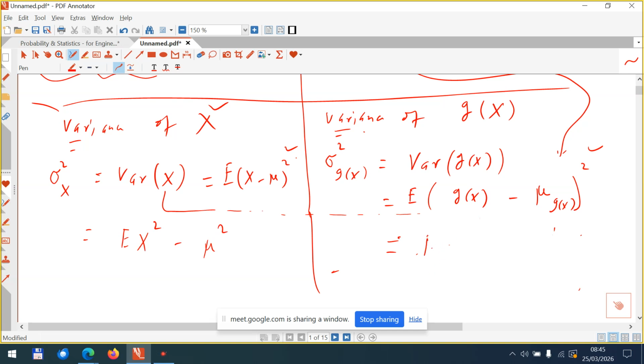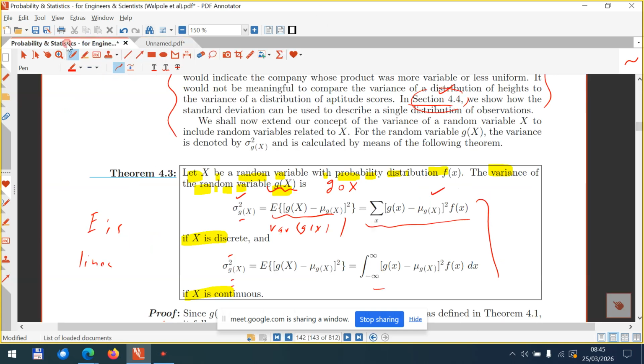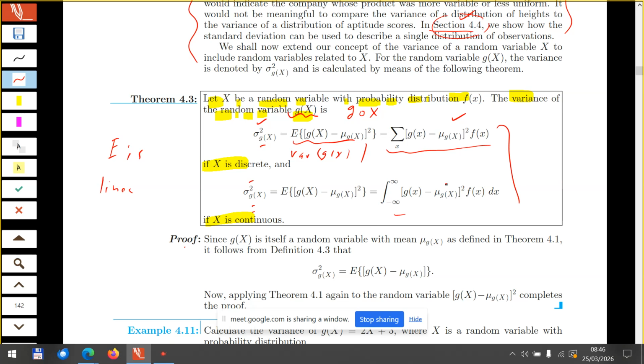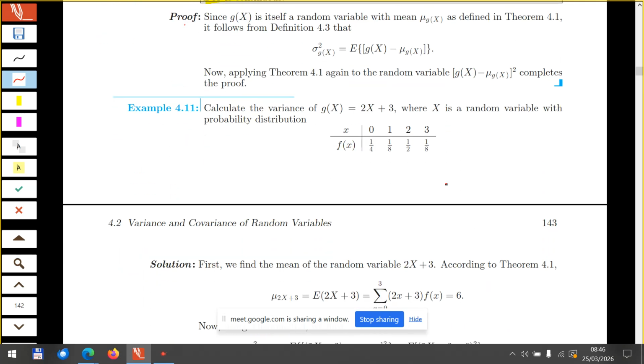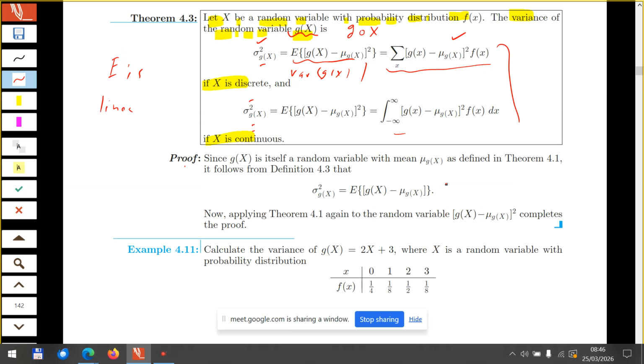It will be E of g of x squared, right? And here you need a bracket to make sure that the squaring is done before the E, right? And this will be mu squared. So that is obvious. So you can try this. We can now try this box with this example.